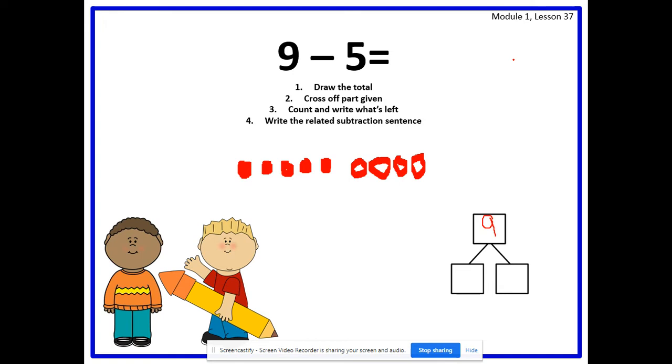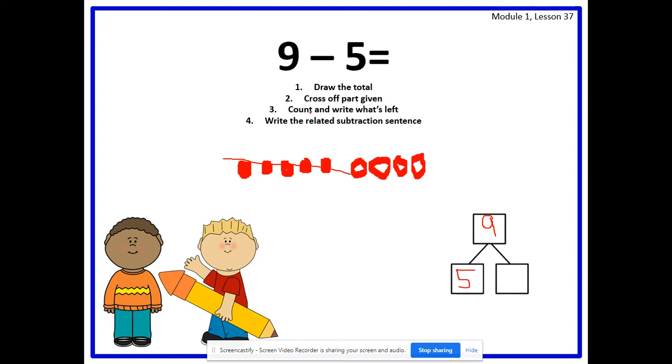Step 2, we're doing this problem together. Step 2 says cross off part given. So what part are they giving you or showing you? Get ready. 5. Yes. So we're going to cross off 5. Remember that we drew them in 5 groups, so it's easy to see and cross off 5. Go ahead and cross off 5. And since we know that is a part, go ahead and write it in as one of your parts in your number bond.